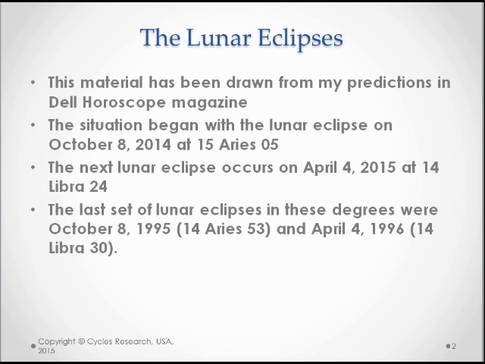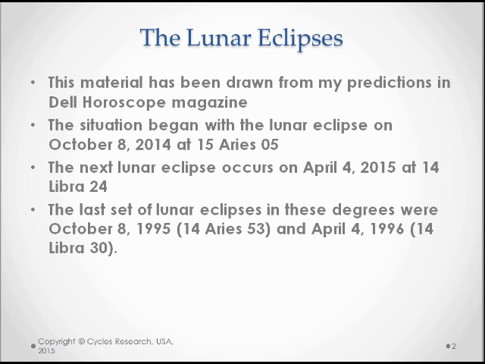Now this material, like much of the other material, has been drawn from my writings in Dell Horoscope magazine in the Planets in You column. This situation began with the lunar eclipse on October 8, 2014 at 15 Aries 05. The next lunar eclipse occurs on April 4th, 2015 at 14 Libra 24.